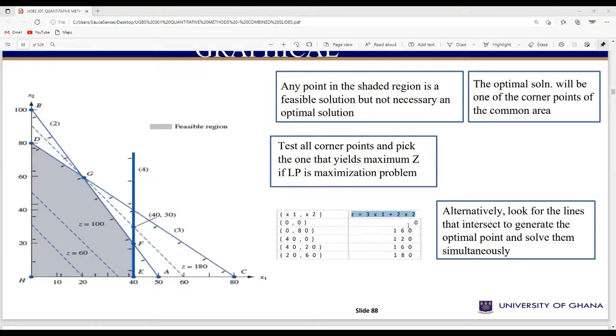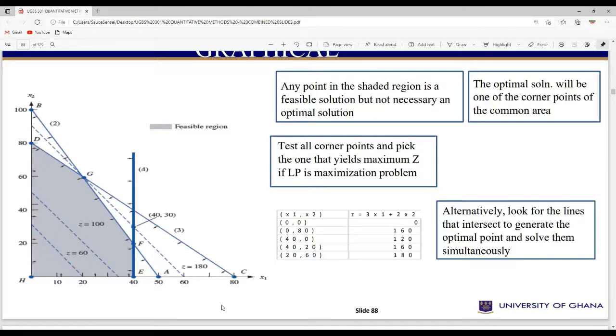So you pick the highest one because this one was a maximization problem. If it is a minimization problem or cost, you pick the lowest one. It should have been what? It will be 120. Should have been this 120. But this one is talking about maximization rather. So we are going to choose the highest value. So that one becomes the 180.